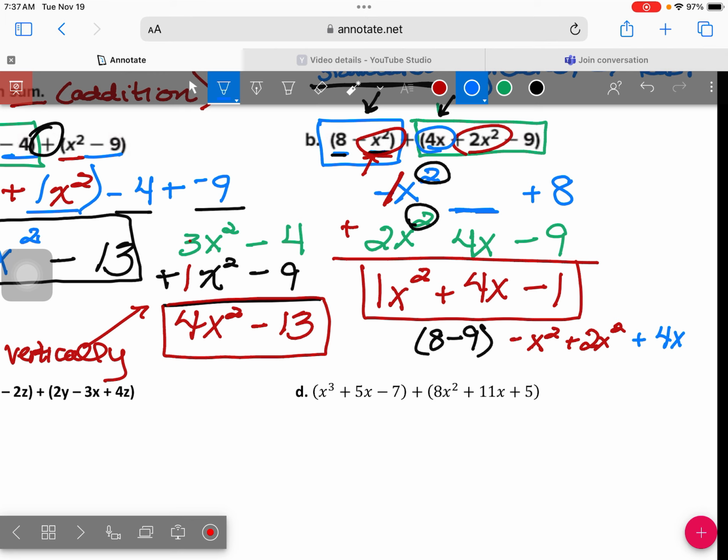So 8 minus 9, that's a -1. Negative 1x squared plus 2x squared is plus 1x squared. And then 4x by itself. I would rewrite it in standard form. So I would say 1x squared plus 4x minus 1. Same answer, just done horizontally. Same as this. Any questions about that?